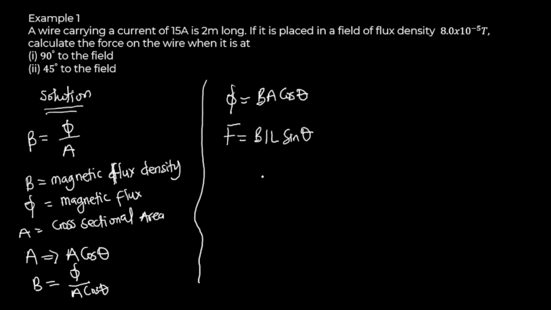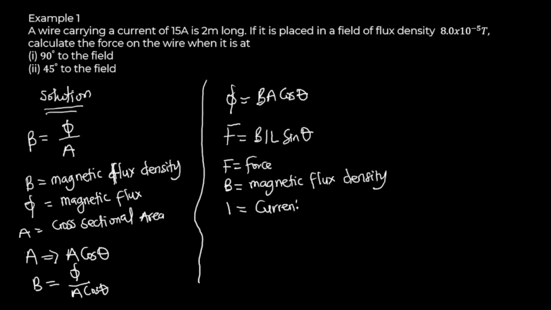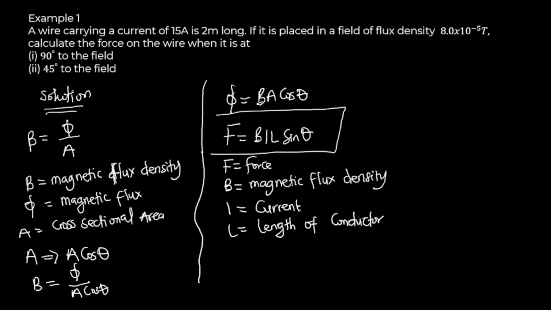If we want to find the force associated with this magnetic flux, the force becomes BIL sine theta, where F is the force, B is our magnetic flux density, I is the current passing through the circuit, and L is the length of the conductor or the circuit. So to solve this particular problem, we need to use this formula, as the question demands that we calculate the force on the wire at these two different angles. So let me quickly erase what we have over here so that we can look at the solution for this particular problem.